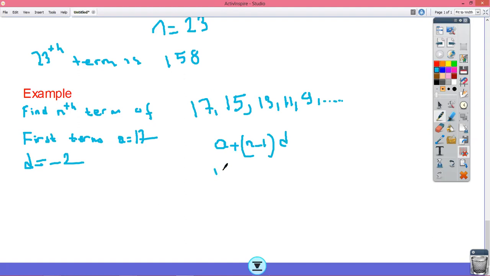a is 17, plus d is minus 2. I am going to use parentheses here and multiply by (n minus 1). It will be 17 minus 2 multiplied by n, which is minus 2n. Minus 2 multiplied by minus 1 will be plus 2. Now what are we going to write? 17 plus 2 is 19. So 19 minus 2n is the nth term of this sequence. Any question? No.